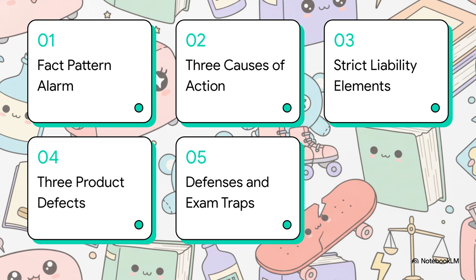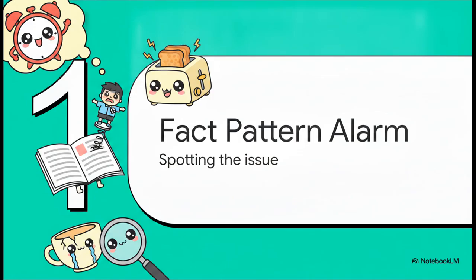Here is the visual attack blueprint we'll use to conquer your next exam. 1. The fact pattern alarm. 2. 3 causes of action. 3. Strict liability core elements. 4. The 3 product defects. And 5. Defenses and exam traps. Section 1. The fact pattern alarm.